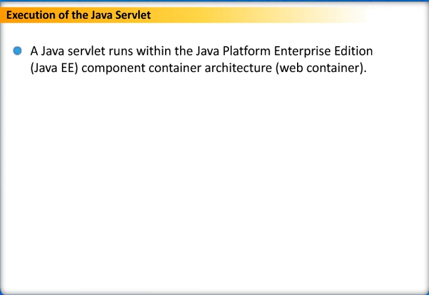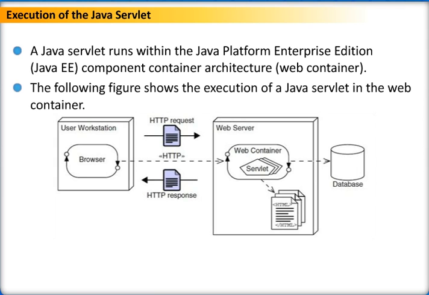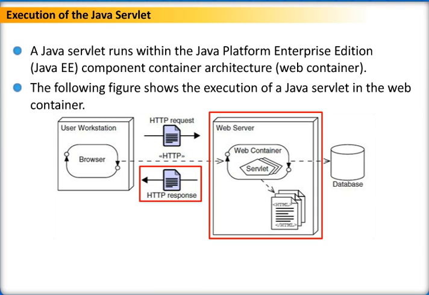A Java servlet runs within the Java Platform Enterprise Edition component container architecture. This container is called the web container, also known as the servlet engine. The displayed figure shows the execution of a Java servlet in the web container. A browser sends a request, the server receives the request and provides it to the web container. The web container creates an instance of a servlet as a thread. The servlet processes the request, generates the HTML response, and provides it to the server. The server wraps the response in HTTP and sends it back to the browser.